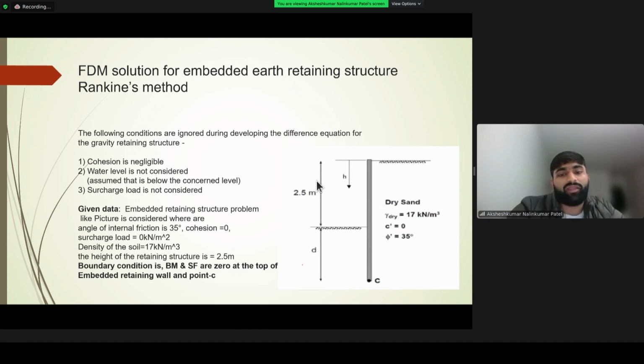Here, just to show the process, I take some numerical values: angle of internal friction 35 degrees, cohesion 0, surcharge load 0, density of the soil 17 kilonewton per meter cube, and the height of the retaining structure up to the edge point is 2.5. The boundary conditions are very important and play a vital role. We assume that the bending moment and the shear force at the top of the embedded retaining wall are zero.